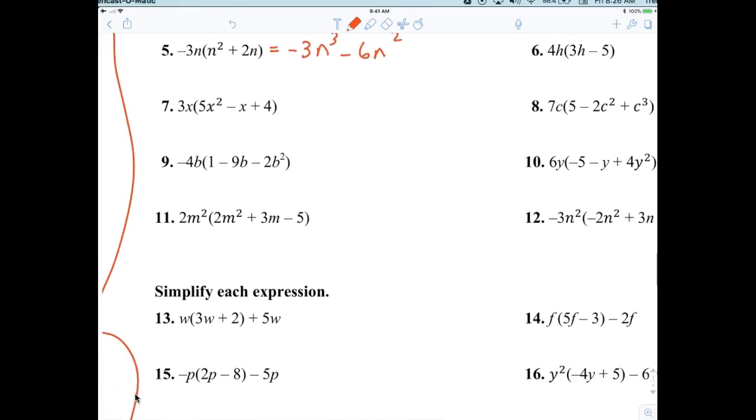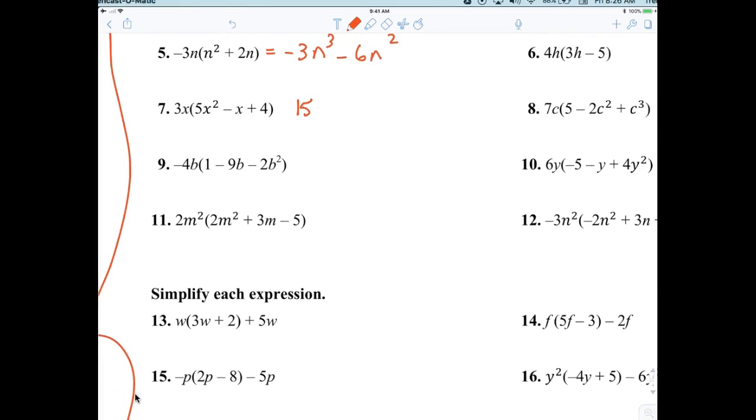Number 7, we should have 15x cubed minus 3x squared plus 12x. Multiply numbers, add exponents. All right? Number 9, negative 4b plus 36b squared plus 8b cubed. Anybody have any issues?